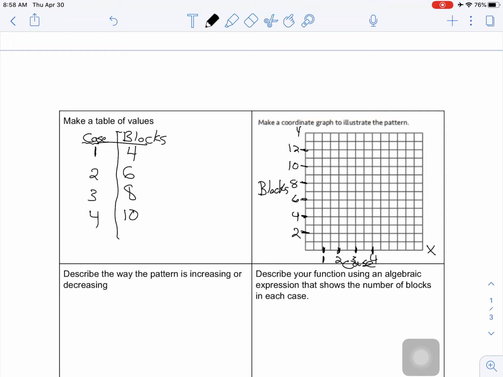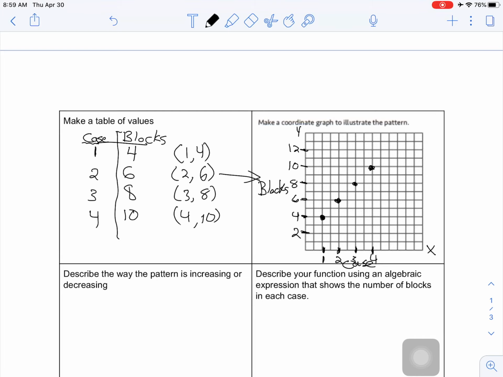So here, making the graph, what we're going to do is plot these points. Remember, these are like ordered pairs, 1 and 4, 2 and 6, 3 and 8, 4 and 10. Okay, so I'm going to plot these over here. So 1 and 4 goes right there. 2 and 6 goes right here. 3 and 8 goes right here. And 4 and 10 goes right here.